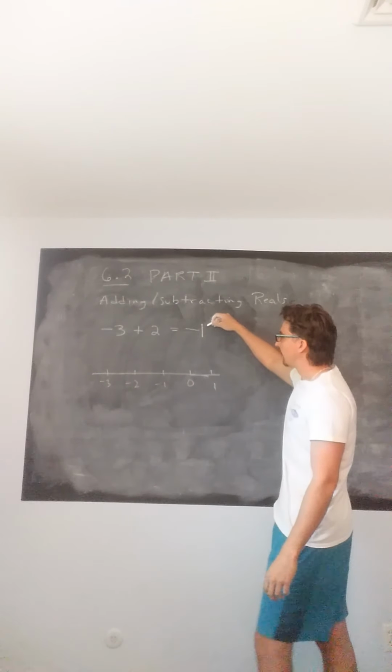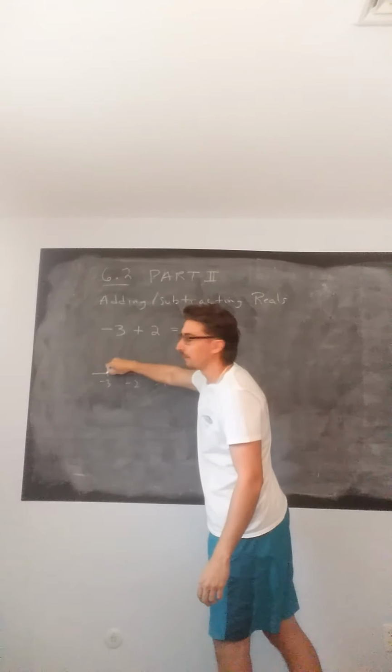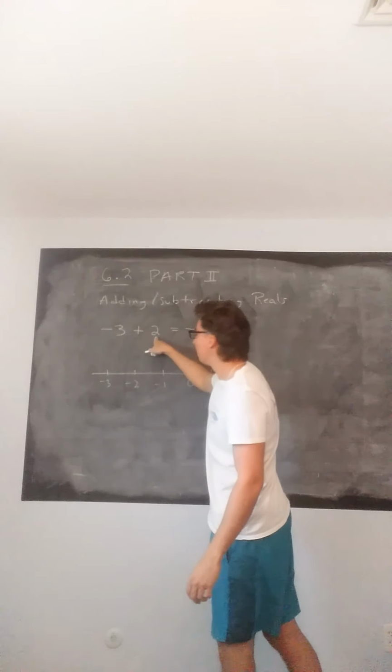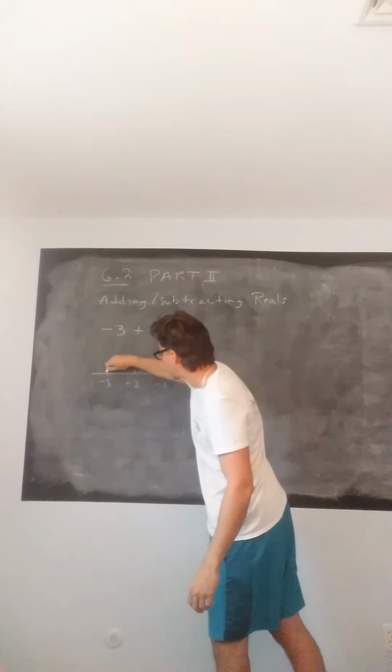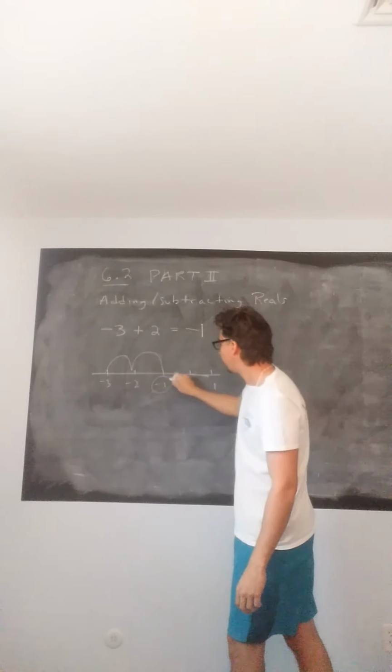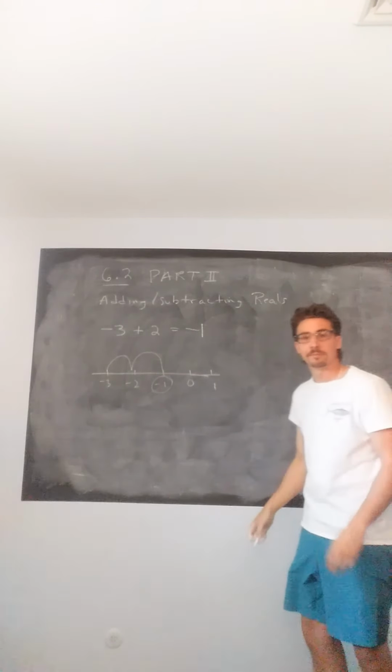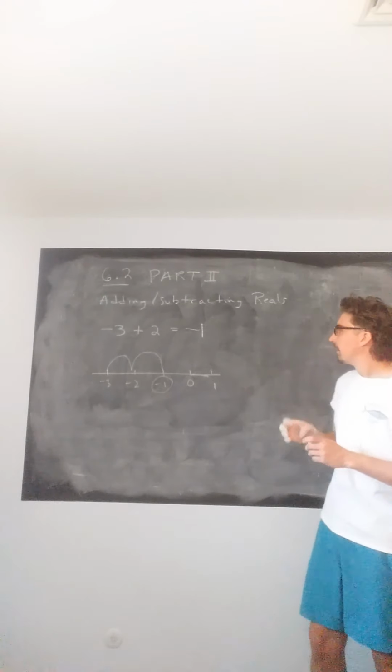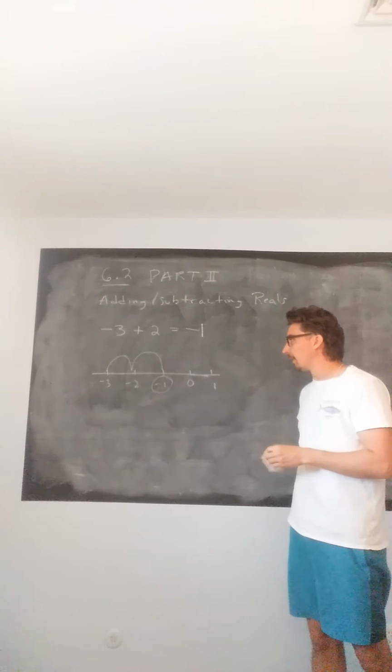What this means is you're going to start at -3 and you're going to move 2 to the right, 2 in the positive direction, 1, 2. So where do I end up? I end up at -1. What does it mean mathematically without a number line?